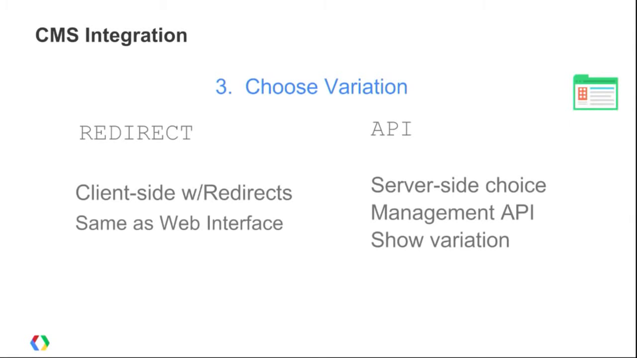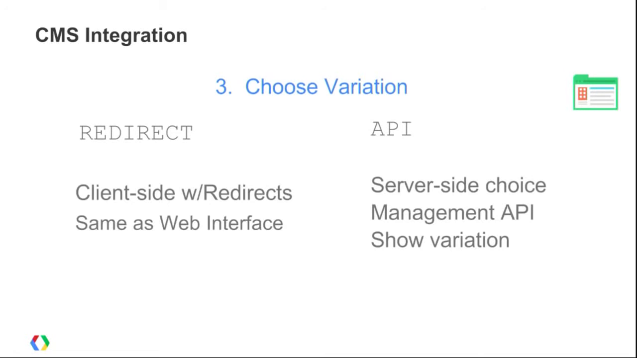So once you've decided on that, the next thing you have to do is actually choose the variation for the user when they visit the experiment page. If you're doing redirects, the CMS system can just use the redirect method. You'd just add the snippet to the page when you render it to the user, and it would take care of the client-side redirect for you. It would basically act the same way as it would for the web interface implementation.